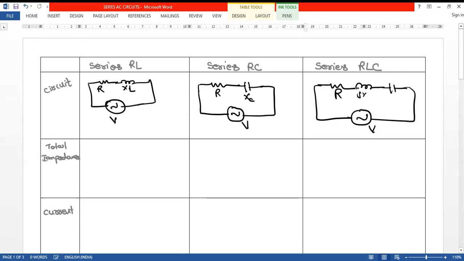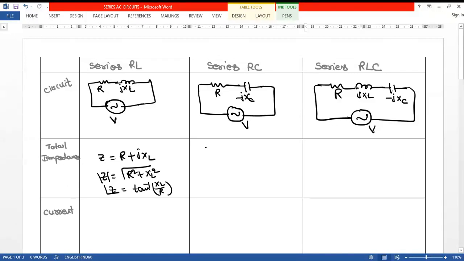We can write this as jXL minus jXC. Right, the total impedance in the circuit Z is equal to R plus jXL. So the magnitude of Z is equal to square root of R square plus XL square. Next, coming to the phase of the impedance, it is equal to tan inverse of XL by R.